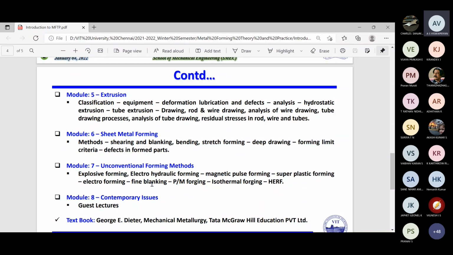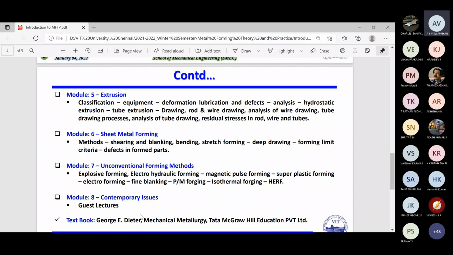Then last, we will maybe arrange a guest lecture. Last time, we had one practical oriented and one theoretical, meaning research oriented. So here also we'll try to have both. Of course, we cannot cover all the rolling, forging, extrusion practically, but we will try. We will conduct one research oriented guest lecture, so that if some students are interested in future, they can follow.